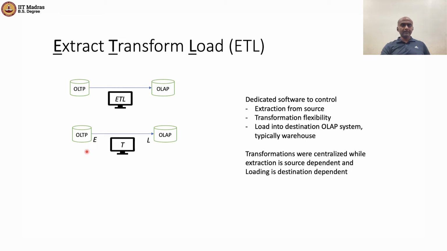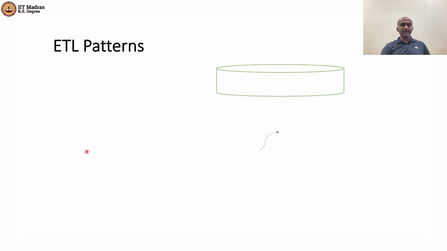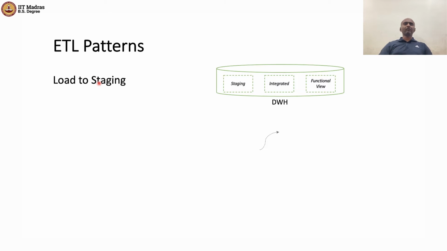Alright, so that's ETL. What are the different patterns? Sorry, the animation is a bit off. So the first pattern that's there is called load to staging. So first and foremost, what are these patterns?